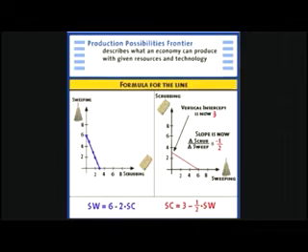Now let me show you something about the relationship between those 2 production possibility frontier equations, and this is what's interesting. Notice that the original equation was sweeping is equal to 6 minus 2 times scrubbing.